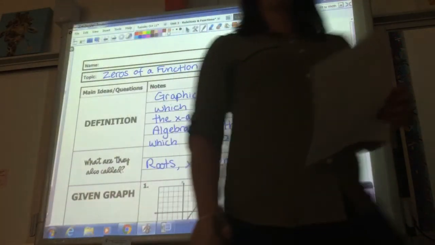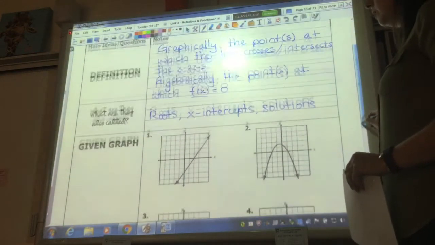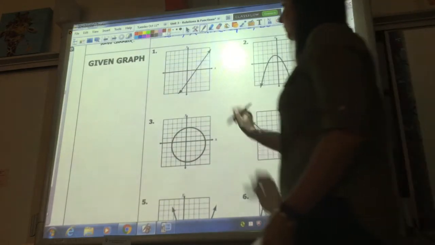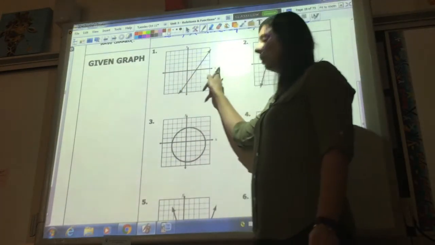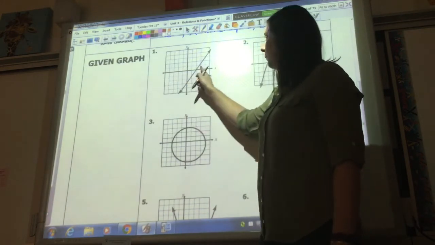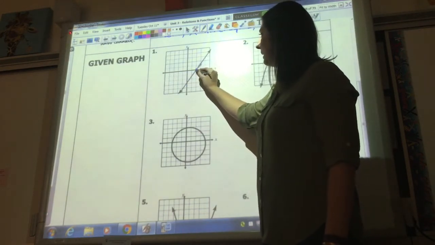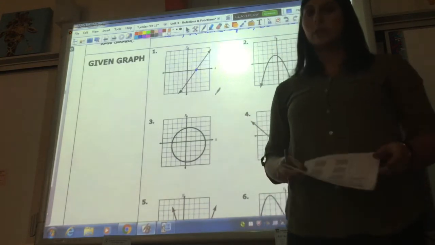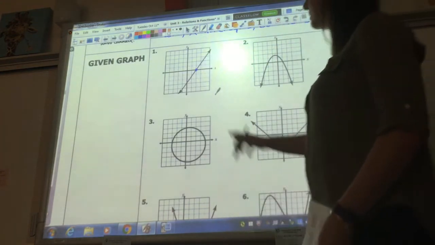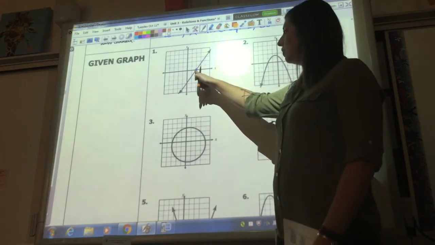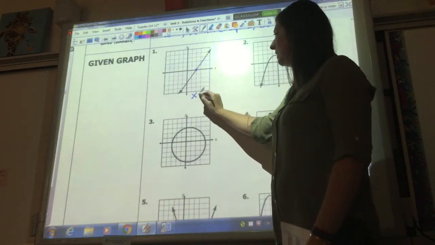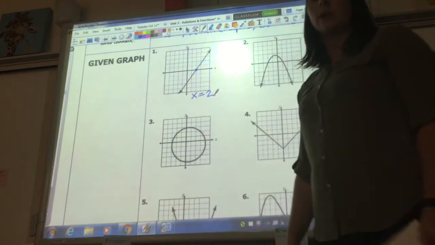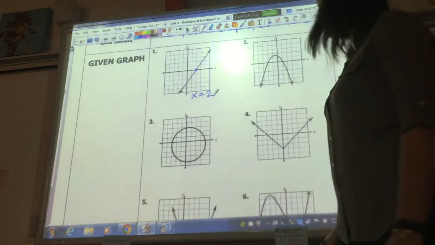Go ahead down on your paper. Let's take a look at the graphs. So what you want to do first is pay attention to your x or horizontal axis. We can go ahead and mark any spot that the line is going through the x-axis. So here, the line crosses the x at 2. So when y is 0, x is 2. We just solved this function for the zeros.